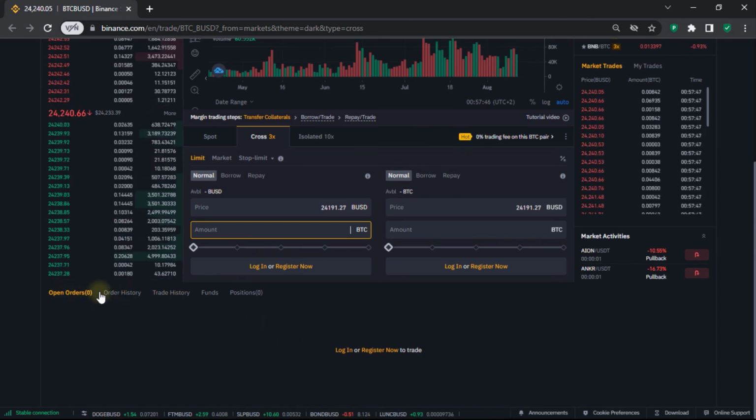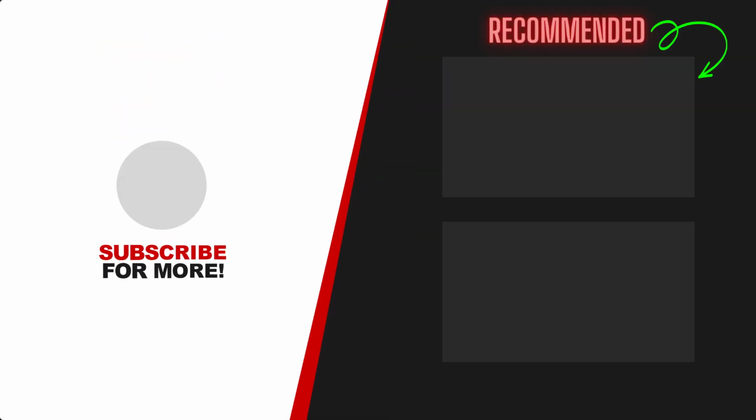And then lastly, at the bottom here, you've got all your order history, anything that you've placed that's an open order that hasn't been filled. Your order history, if something has been bought or sold, will show there. Your trade history also shows the same thing, buys and sells. Your funds is how much you've got sitting in your profile, and any positions are your leverage positions.